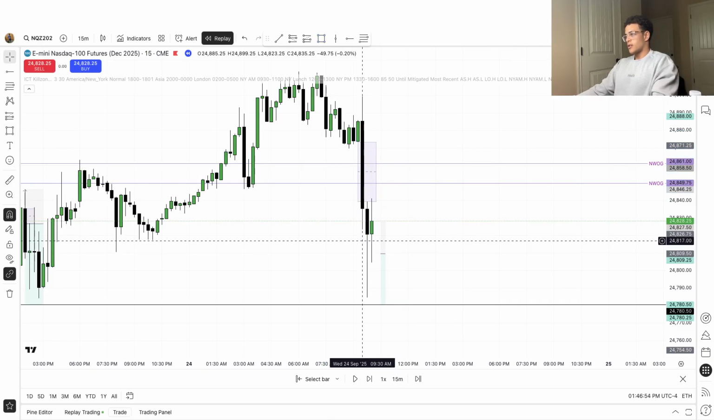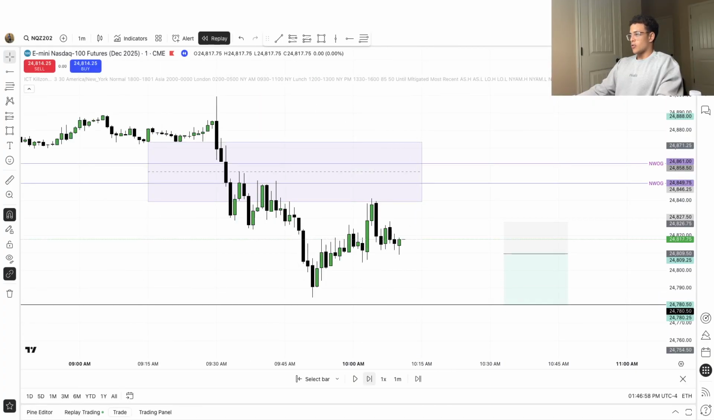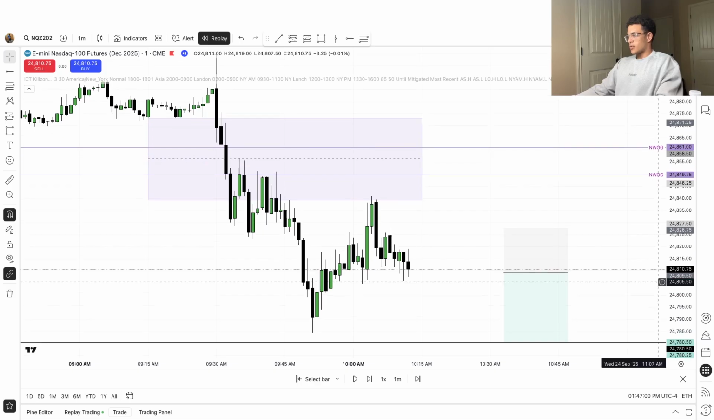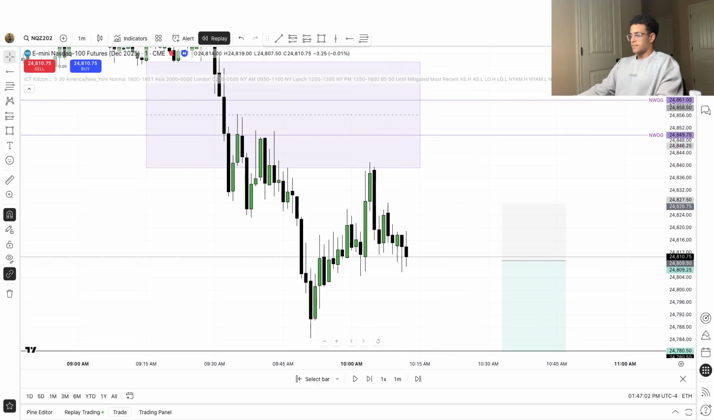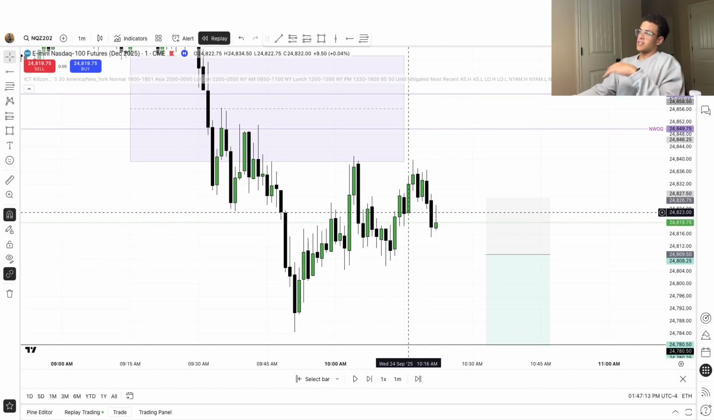I'm still bearish. Now I went back to the 1 minute and now I'm just waiting on a model to show up, some sort of break of structure, and then for me to find a short. Still no model for me to kind of enter off of. Nothing, nothing.